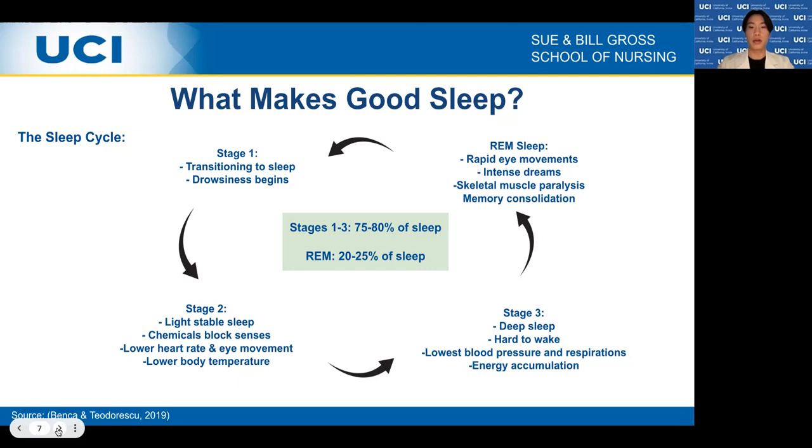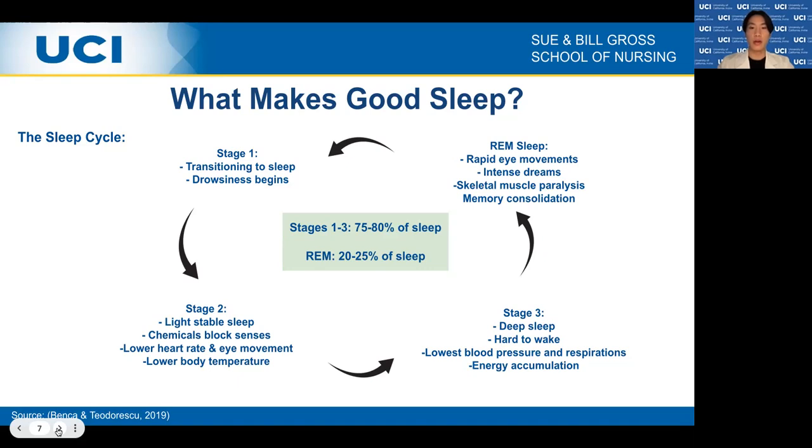In stage 2, we have light, stable sleep, and this is when chemicals block the senses, it lowers the heart rate and eye movement, and your body temperature also decreases. Next is stage 3. This is deep sleep, and it's hard to wake during this stage. You also have your lowest blood pressure and respirations in stage 3, and you accumulate your energy.